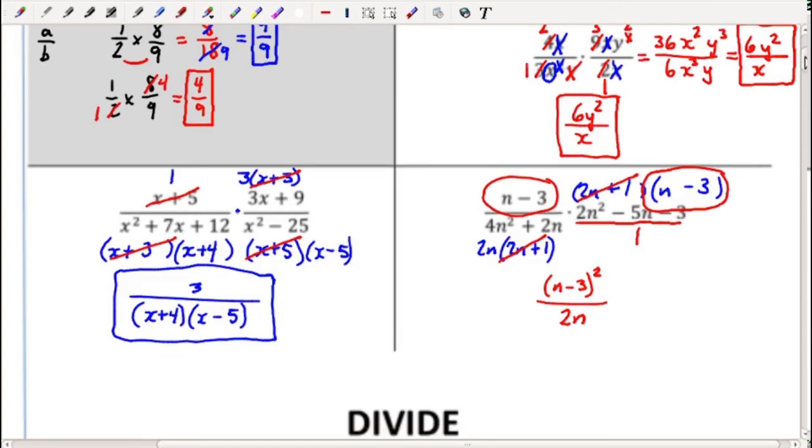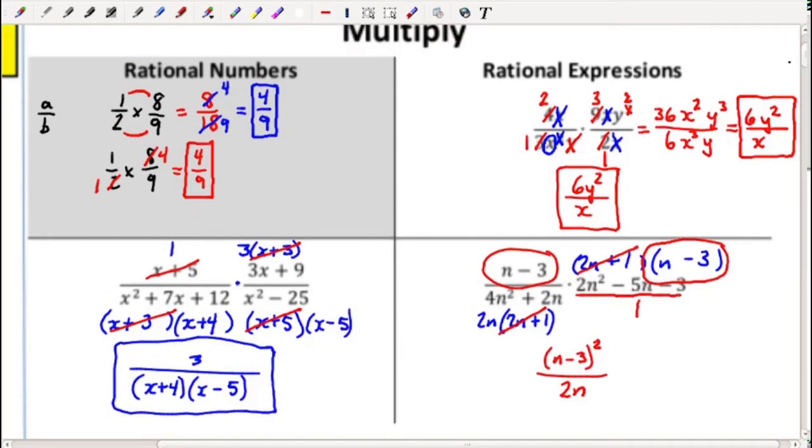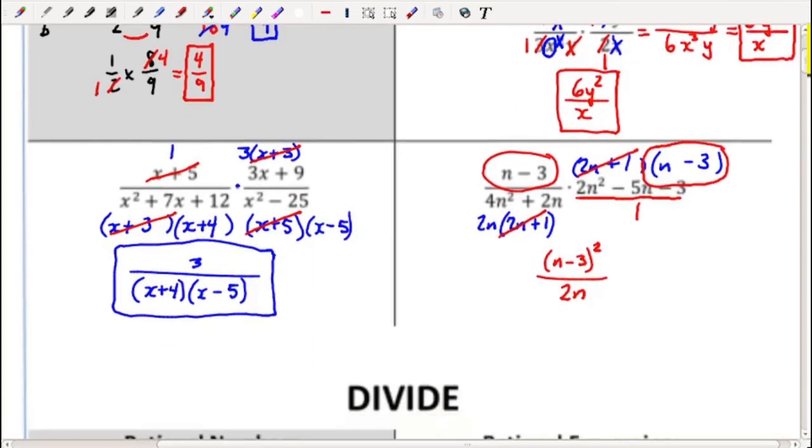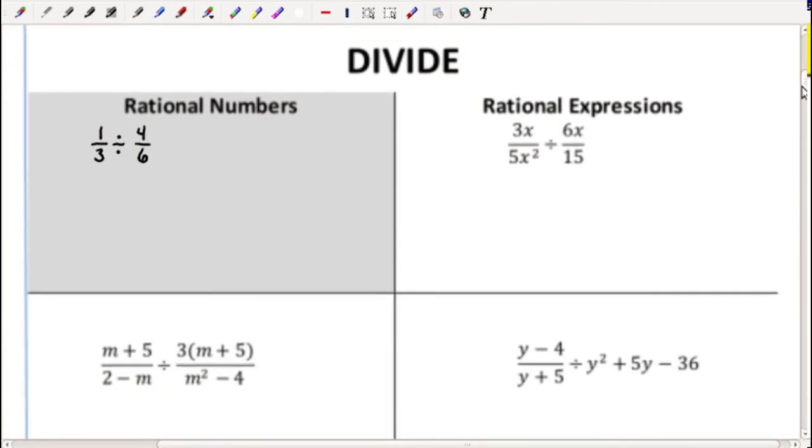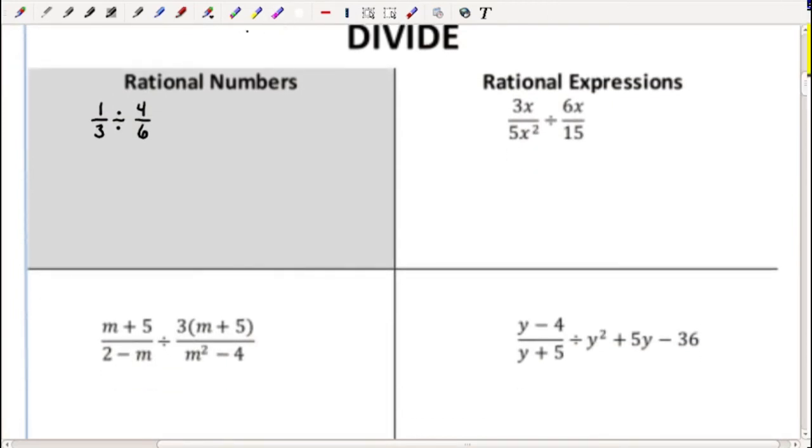So that is multiplication. Top times the top, bottom times the bottom. Cancel top to bottom and cancel diagonally. Now we're going to take a look at division. And again, if you remember how to divide fractions, dividing rational expressions is really not that bad. So I've got an expression like 1/3 divided by 4/6. And in order to actually do a division, we flip and multiply the second fraction, called the divisor.